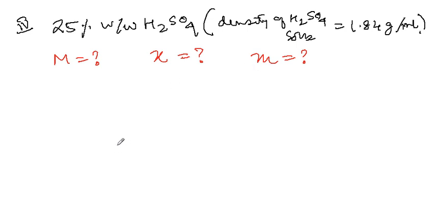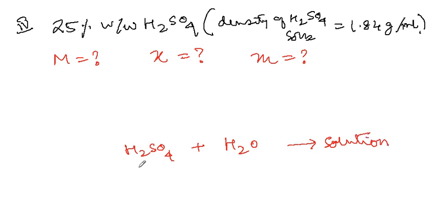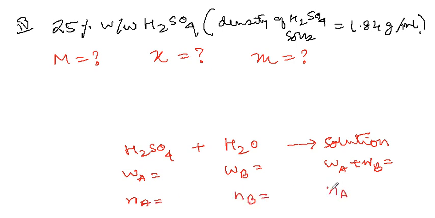If we take the sulfuric acid, let's try to create the format: sulfuric acid and water, that gives us the solution. So we have the sulfuric acid mass as weight of A, the mass of water as weight of B, and this is the weight of the solution. And we have the number of moles of A, the number of moles of B, and this is the total moles of the solution. In order to fill this table, we'll have to rely on our understanding of this terminology.